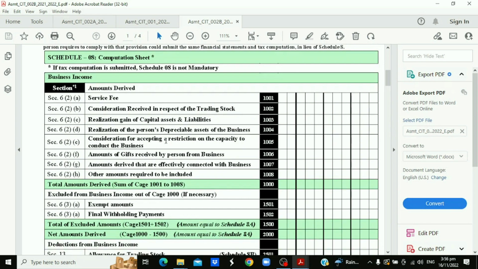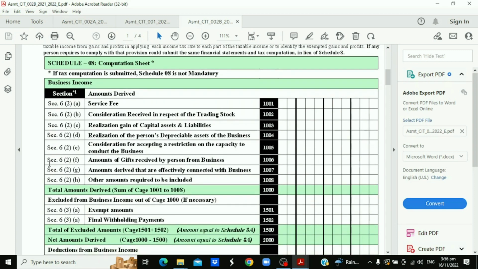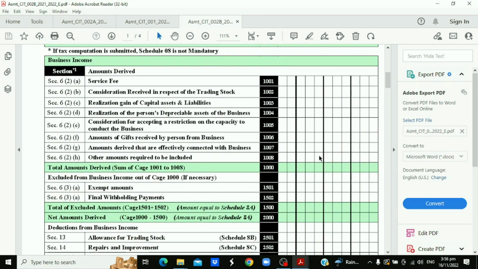On this table, there are mainly allocations for the business computation and investment income calculations, right? Then the first table is business income, right? If you can see, there are separate allocations for the income side, right? As a section, you have to enter that information. Then we can identify the total amount derived. Then you can remove the exempt amount and final withholding payment. Those payments are already included under the total amount derived, right? If any exemption is not added to the total amount derived, you are not able to remove it here.